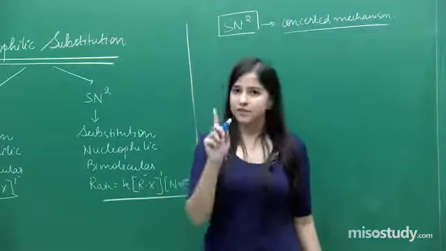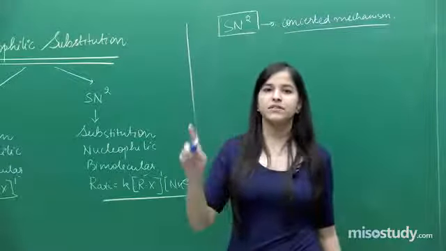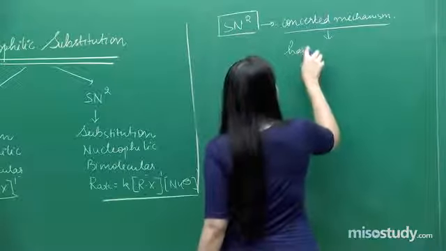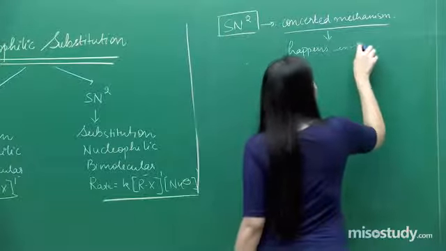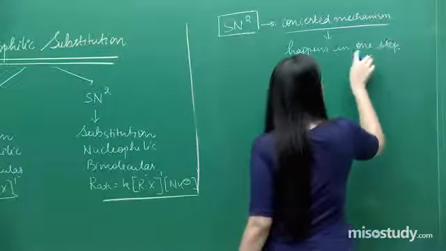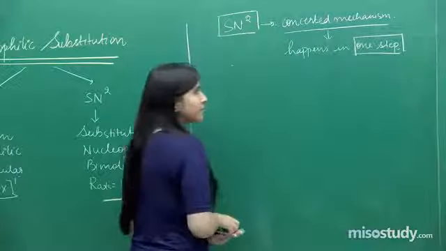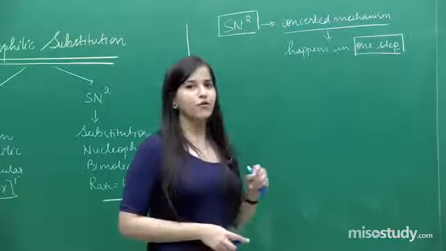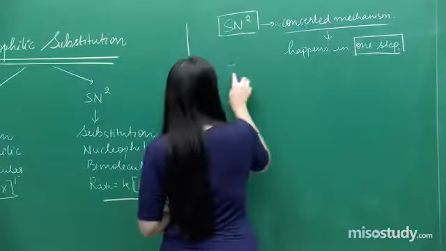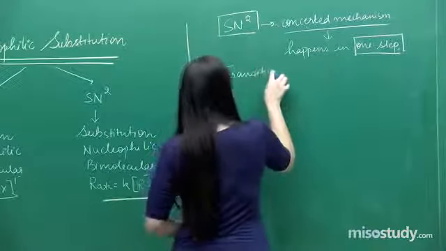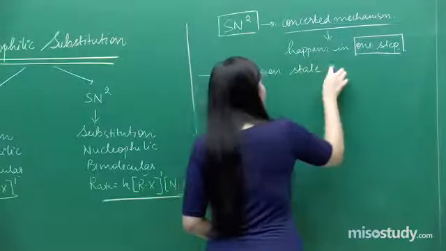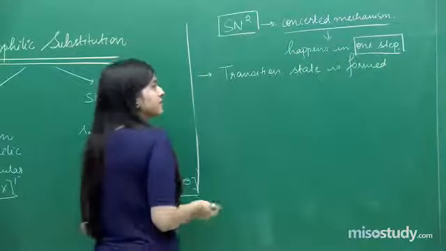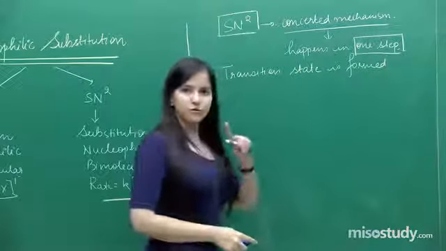Concerted mechanism or concerted reaction is the one which happens in just one step, right? So this particular reaction happens in one step. It's a one-step process basically. So that is why it is known as the concerted mechanism. What is the main thing which is formed over here, which we are concerned with, is the transition state. Fine. So here the transition state is formed, and now let's move on to the very next reaction.